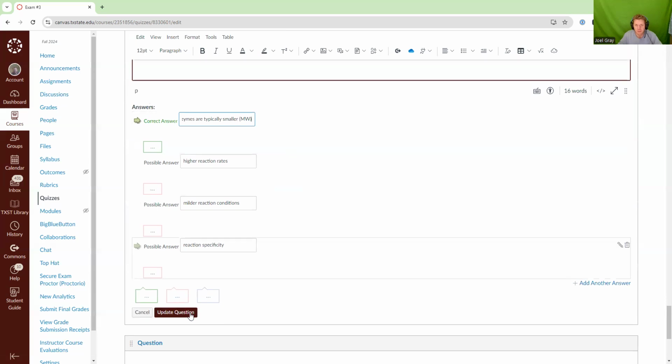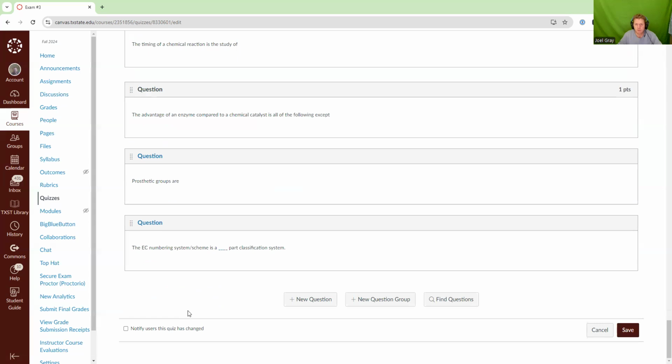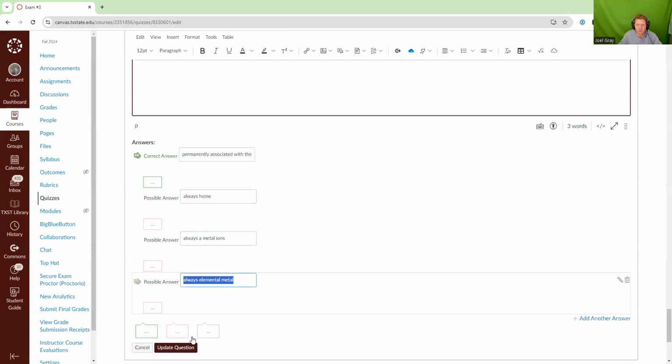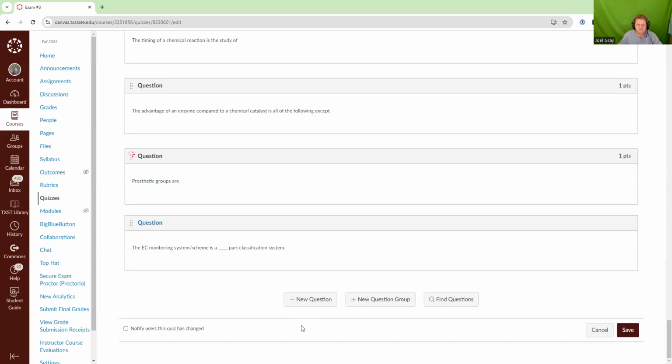Enzymes are typically smaller in molecular weight. That's not correct because enzymes can be kilodaltons, whereas an inorganic catalyst or an organic catalyst is going to be fairly small. Prosthetic groups are permanently associated with the enzyme, not always heme, not always metal ions, and not always elemental metal. Permanently associated with the enzyme is the best answer there.